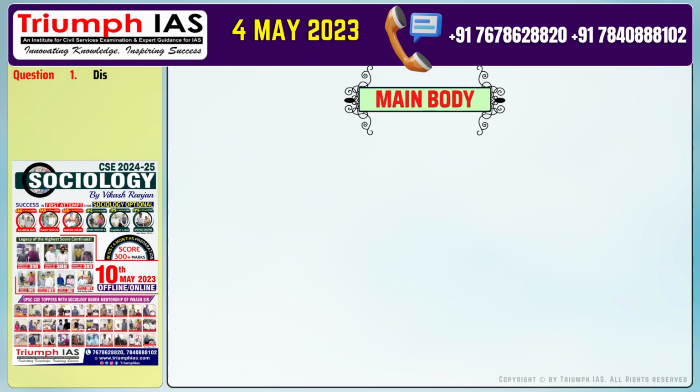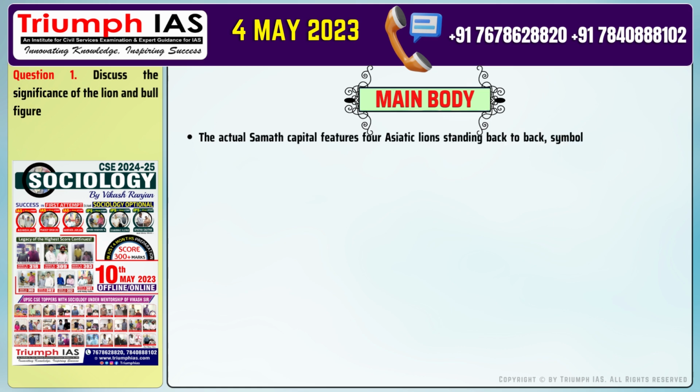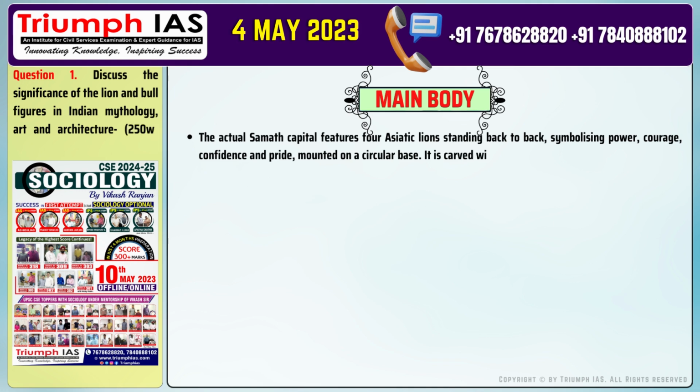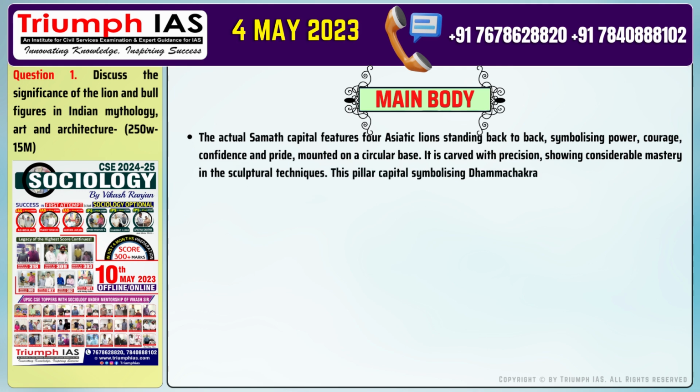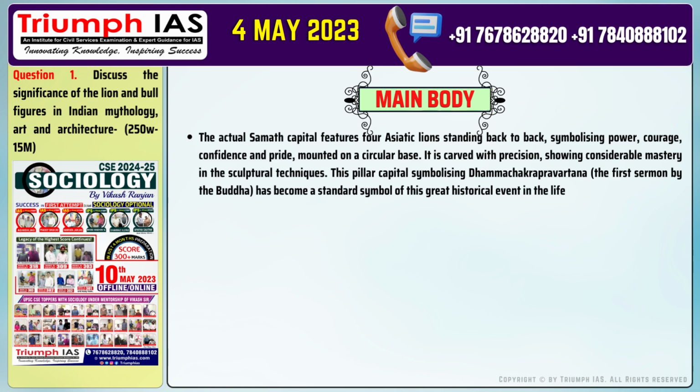The main body of the answer should be: the actual Sarnath capital features 4 Asiatic lions standing back to back, symbolizing power, courage, confidence, and pride, mounted on a circular base. It is carved with precision, showing considerable mastery in the sculptural techniques. This pillar capital, symbolizing Dhammachakra Pravartana, the first sermon by the Buddha, has become a standard symbol of this great historical event in the life of the Buddha.